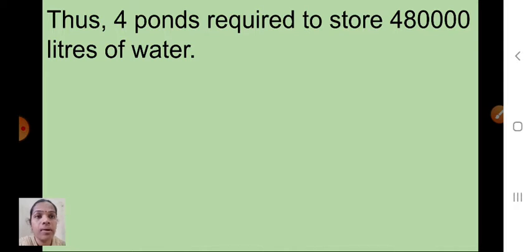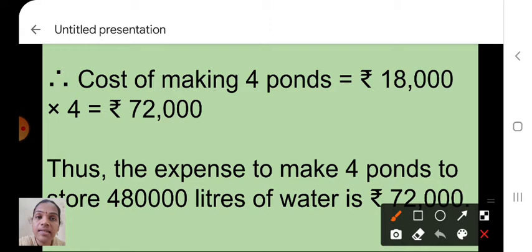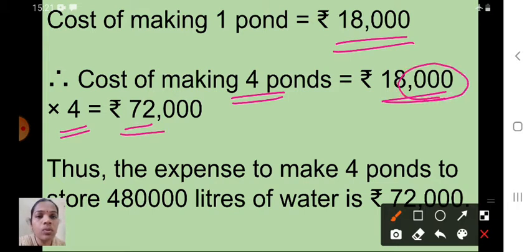Thus, 4 ponds are required to store 4,80,000 liters of water. And the next question is what? The cost of making 1 pond is 18,000 rupees. So the cost of making 4 ponds is equal to 18,000 into 4. 18 into 4 is 72. So we add the zeros here, so 72,000. What is the cost here, children?